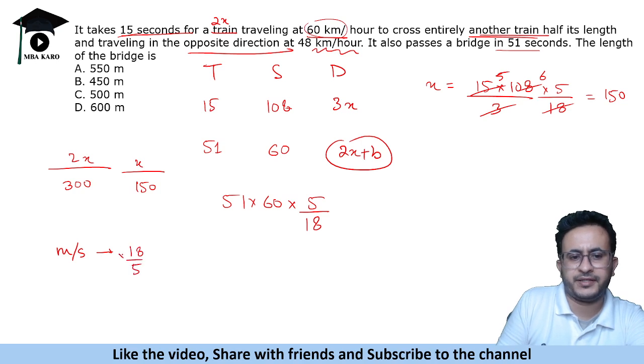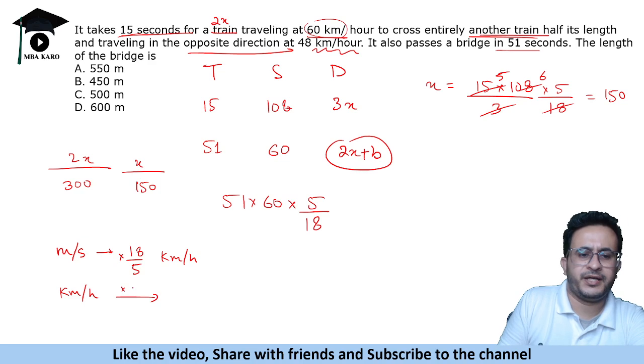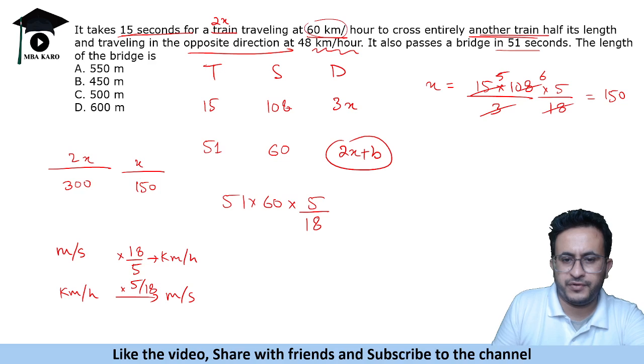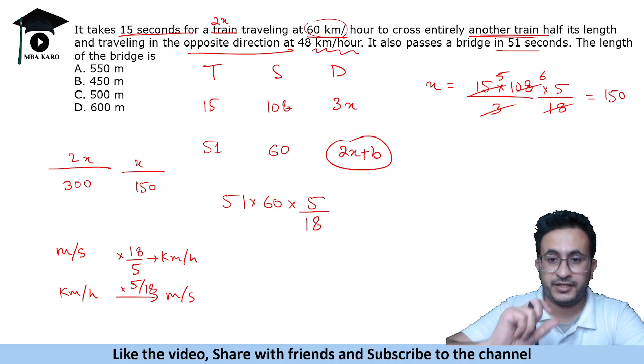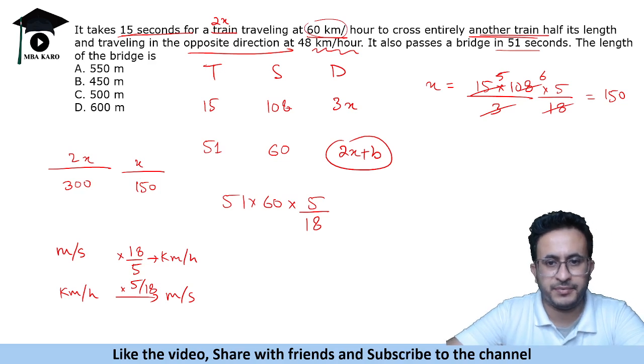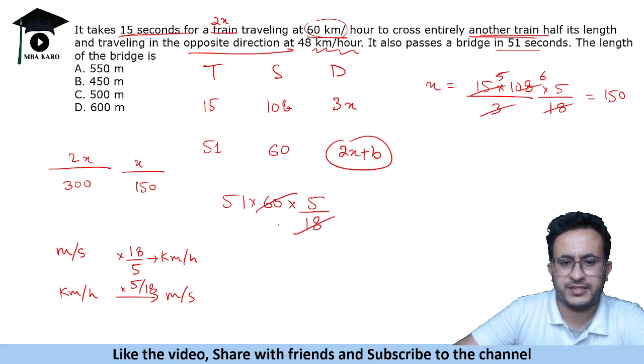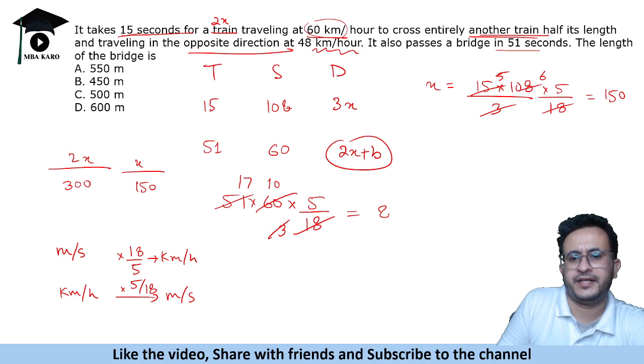We multiply by 18 by 5 to convert to kilometer per hour, and if it is given in kilometer per hour, we need to multiply by 5 by 18 to get meter per second. That's what we need to do. So we take 5 by 18 because this speed is given in kilometer per hour. We convert it to meter per second and we get the distance in meters. So if we calculate, this is 3 by 10 and 17, 17 is 170, 170 into 5 is 850.